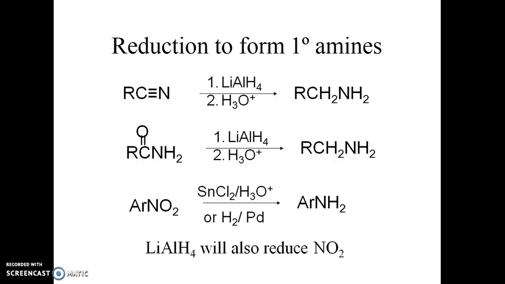We've already seen all of these reactions. Nitriles being reduced with lithium aluminum hydride, amides being reduced with lithium aluminum hydride, and even nitro groups being reduced with lithium aluminum hydride. All of them make amines, primary amines. With the aromatic nitro groups, we have more reduction steps available to us depending on what we would prefer to use. Tin or tin(II) chloride and acid or hydrogenation will also take a nitro group down to an amine.